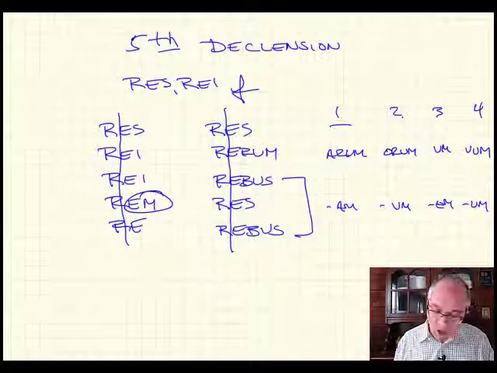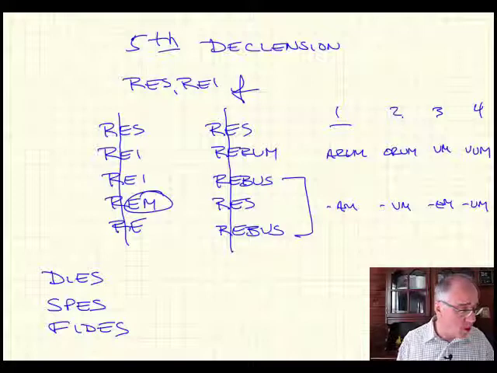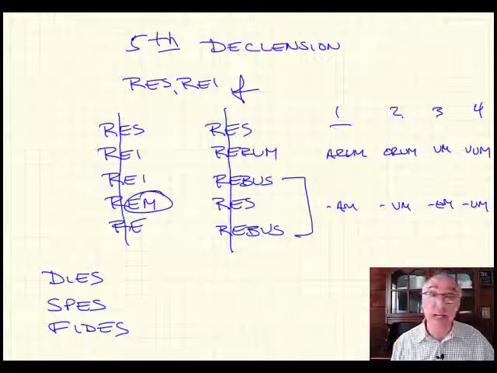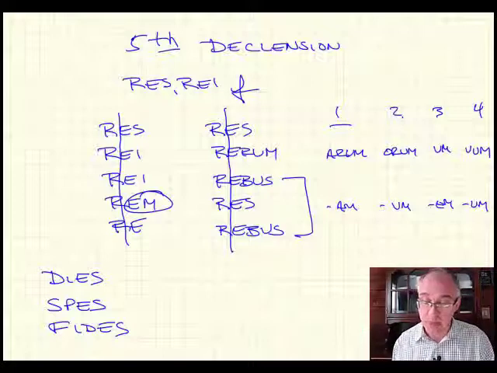So the words are res, dies. Here's one, dies, which means day, spes, which means hope, fides, which means faith, and there may be one or two others in, no, I think that's it in this chapter. I'm looking at the chapter right now. Those are the only words that we have, if I'm not mistaken, in this book. There may exist others, but it's such a small point.